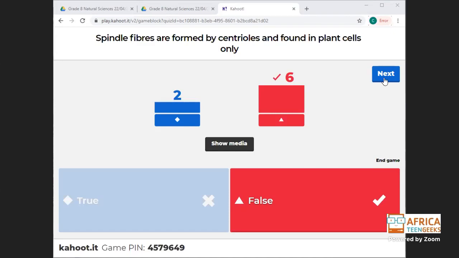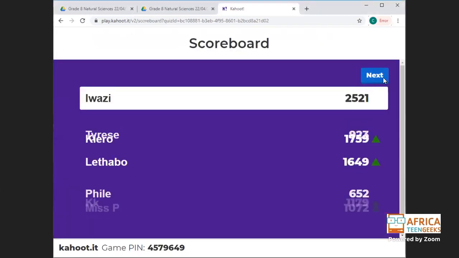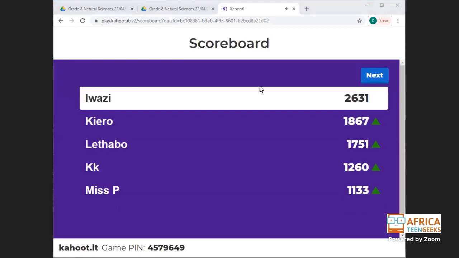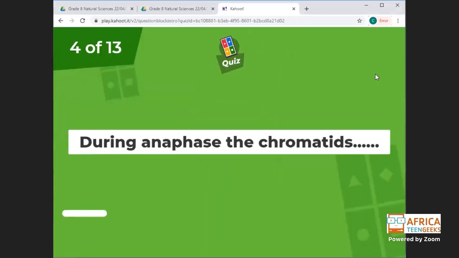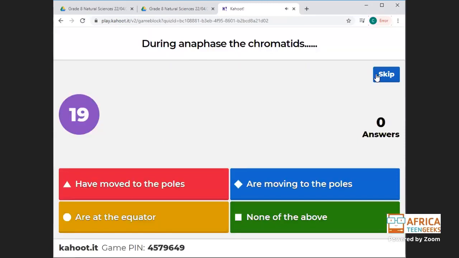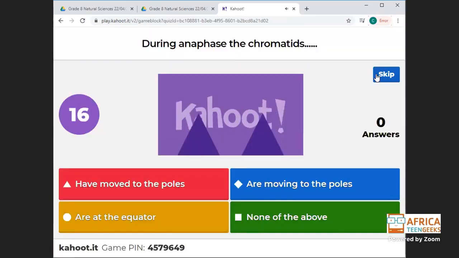Okay. Let's see who's topping. Oh, Tatalas, Cairo, Letabo, KK, and Miss P. All right. Let's go to the next question. During anaphase, the chromatids have moved to the poles, are moving to the poles, are at the equator, or none of the above.